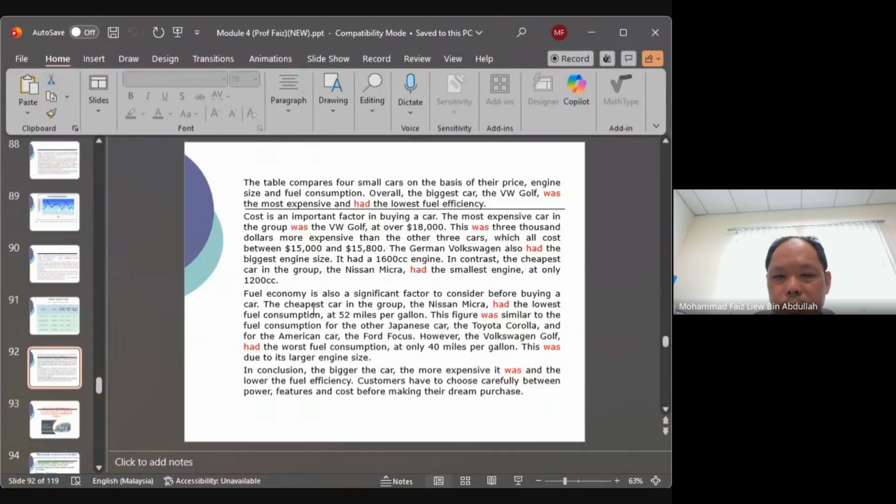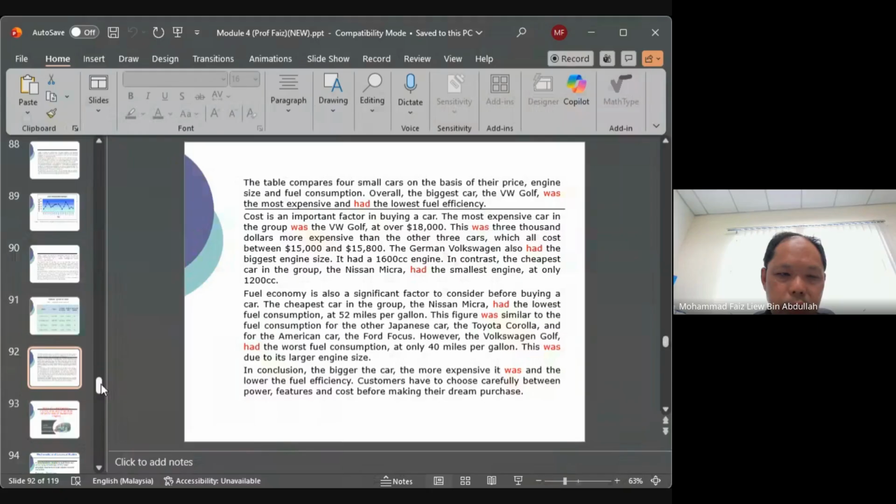So these are talking about the fuel economy size. And then in the end, the conclusion: the bigger car is more expensive, and the lower the fuel station. So usually the conclusion is from your own observation, why this happened. And if you want, it can be supported with the data given from the table. So customers will choose carefully because of these power features and everything.